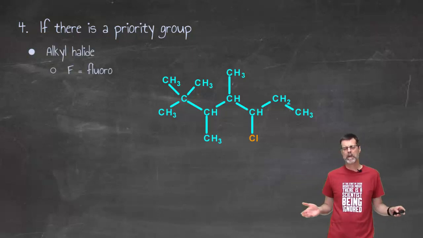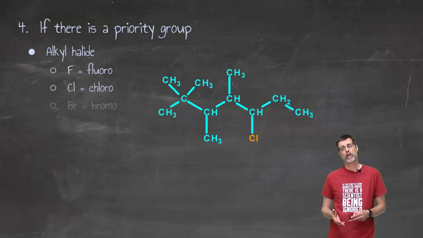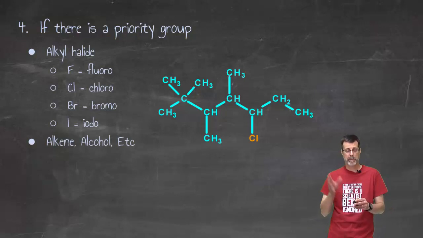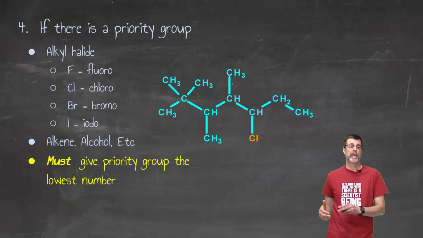So this would be true if you had an alkyl halide. I might as well give you the groups now. That can be fluoro, chloro, bromo, and iodo. So here I've got a chloro group. That would be true for other priority groups too, things that make it an alkene or an alcohol or so on. That thing has to have the lowest possible number. So on this one, I would have to number it from the right to give chlorine the lowest number.